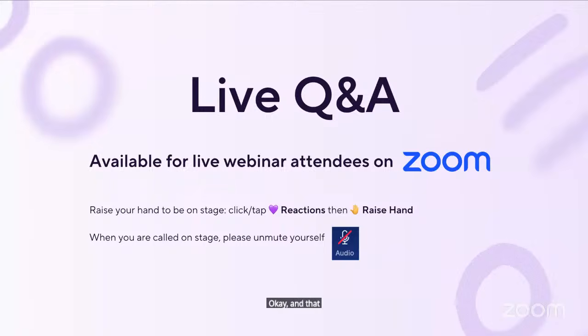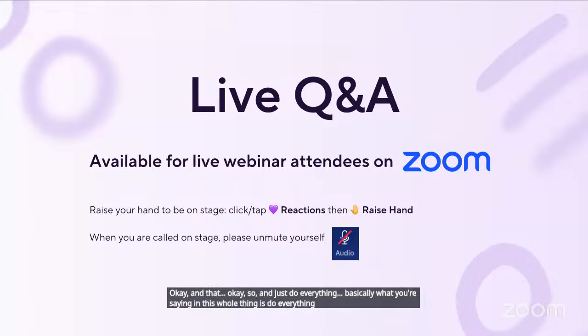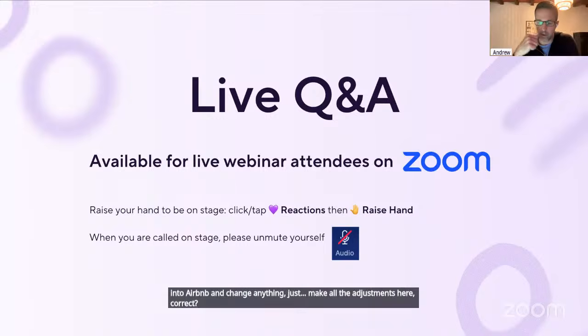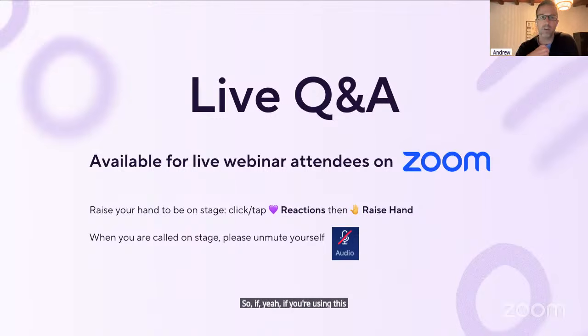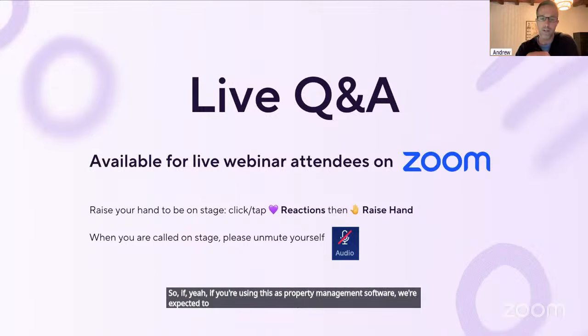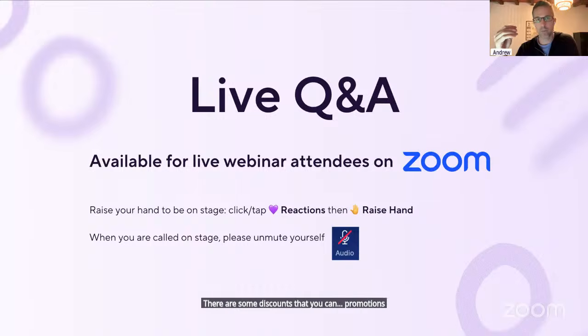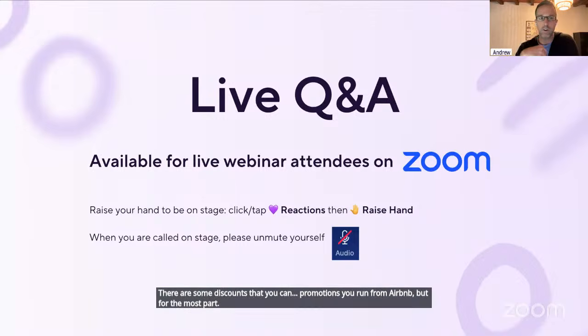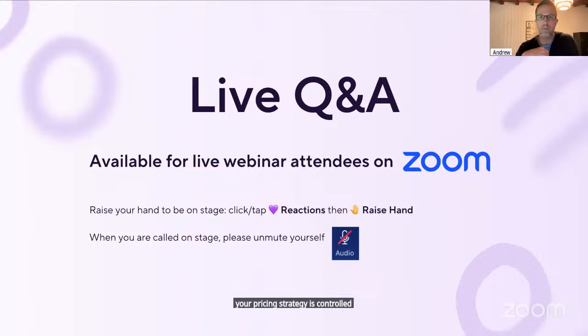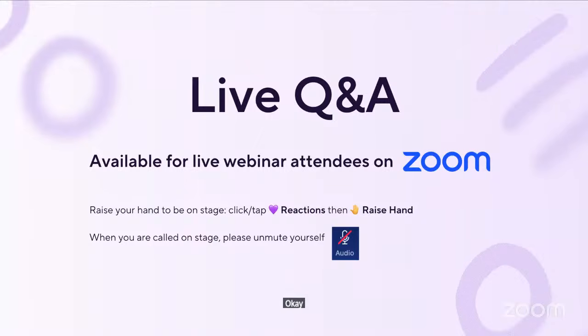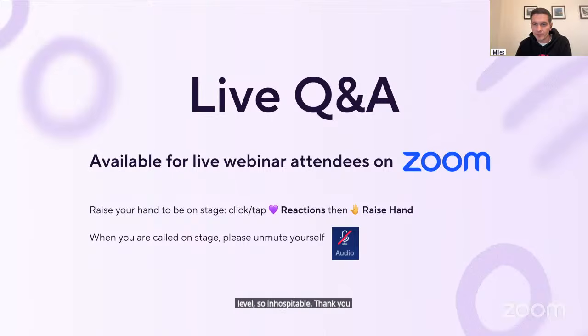Okay, okay. So basically, what you're saying in this whole thing is do everything from the Hospitable platform. Don't go into Airbnb and change anything. Just make all the adjustments here. Correct. If you're using us as property management software, we're expected to be your source of truth on pricing. There are some promotions you can run from Airbnb, but for the most part, your pricing strategy is controlled at the property management level, so in Hospitable. Okay. Thank you very much.